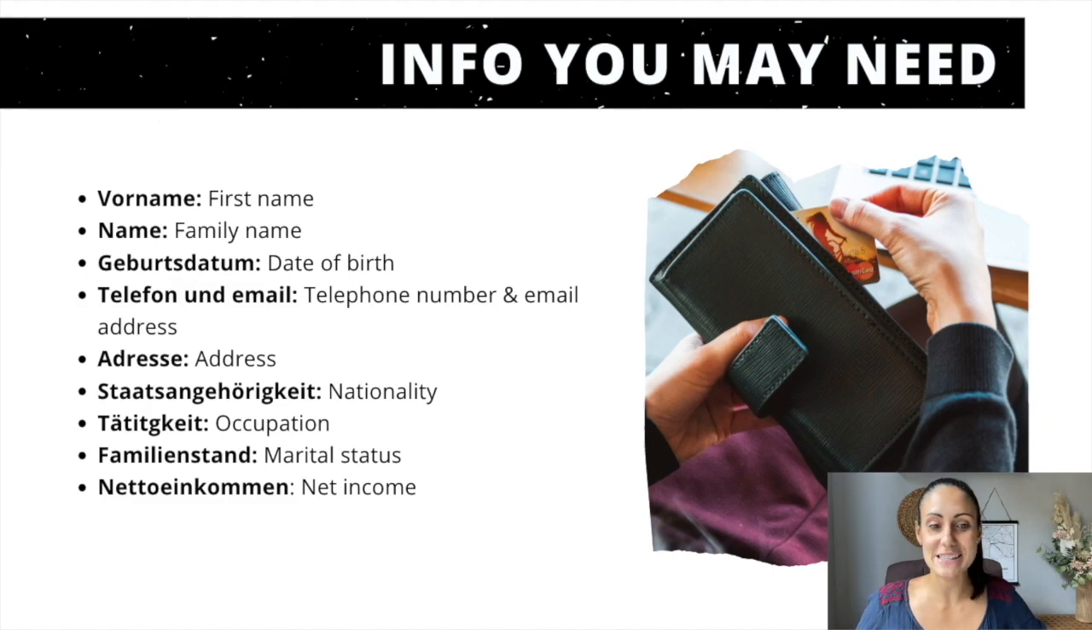Vorname, which is your first name, Name, your family name, Geburtsdatum is date of birth, Telefon and email is telephone and email. Adresse is address. All of these words are quite similar to English and quite easy to understand. However, then you've got words like Staatsangehörigkeit, which is your nationality, or your Tätigkeit, which is your occupation. Familienstand is your marital status. And Nettoeinkommen is your net income that you make annually.